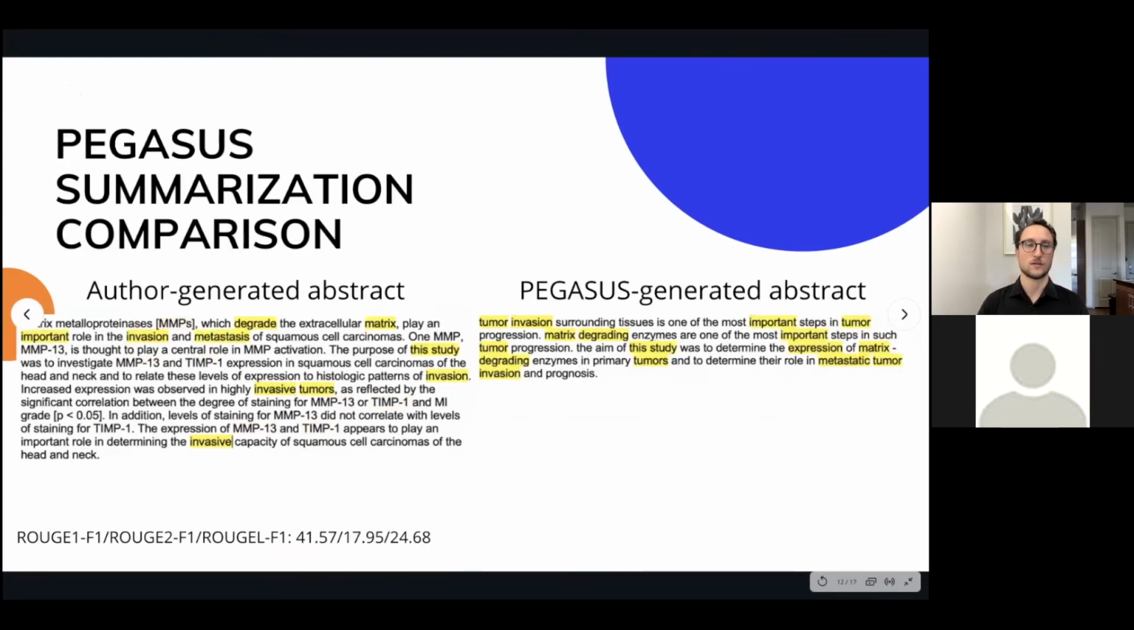Then I also worked with the PEGASUS model, as I said, and here you can see that it generated a shorter abstract, but the proportion of the common words and phrases in this machine-generated abstract relative to the length of the abstract is much higher than in the BERT model, which is why it led to these much greater ROUGE scores, which are closer to within 10% of the current state of the art.